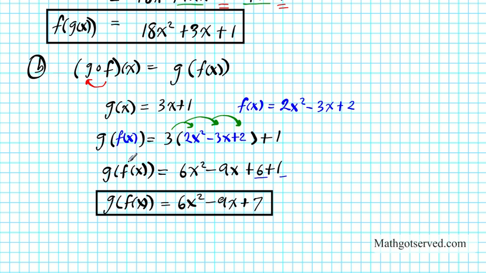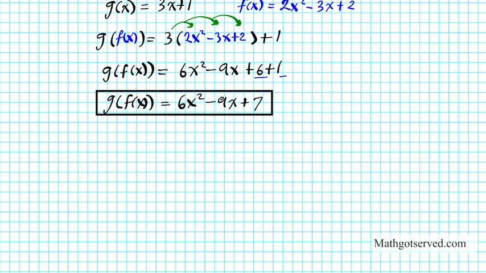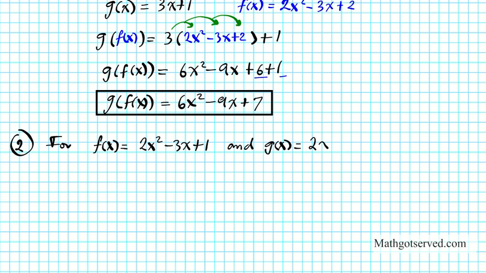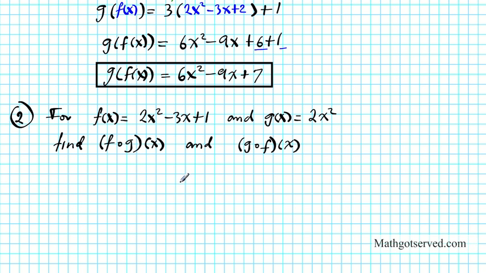Alright, let's go ahead and try another example. Number 2. So question number 2. For f of x equals 2x squared minus 3x plus 1, and g of x equals 2x squared. We're going to do the same procedure. Find f composed with g of x, and the reverse composition, g composed with f of x. Okay? Alright, let's start with the first one.